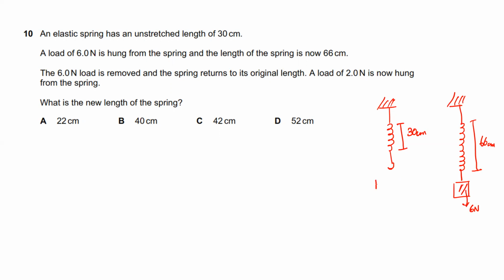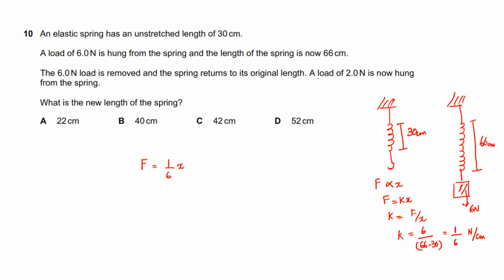So we know that force is directly proportional to x, and it can be written as F equals Kx. So the value of K is force per unit extension. So force is 6 divided by the change in length. So the change in length is 66 minus 30, so K is 1 by 6. This is newtons per centimeter. So this is the proportionality constant. So we can simply write it as F is equal to 1 by 6 times x. So this is the formula we have.